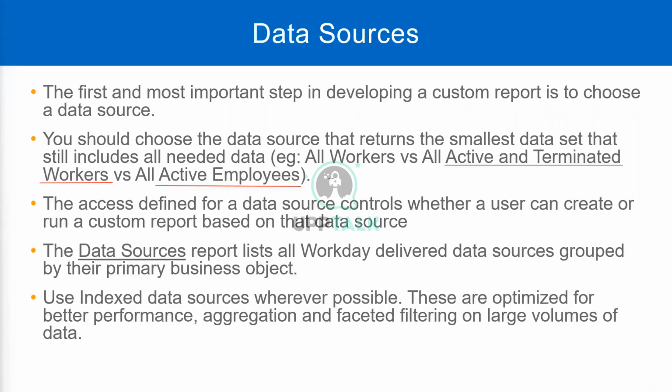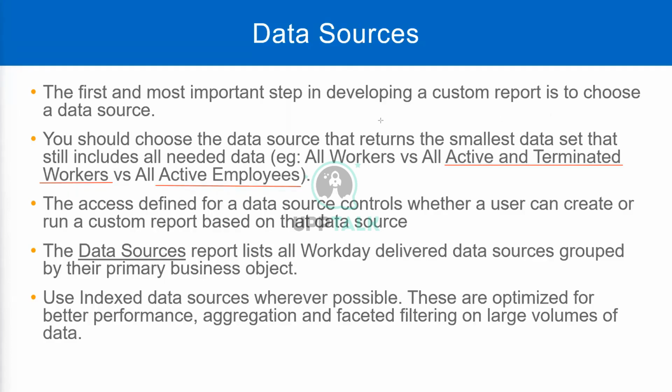Which one will return the highest number of data points? Or which one will have the highest number of workers? They will return the maximum number of workers: current workers, past or terminated workers, future-related workers, everything, and employees, contingent workers. So this will return the biggest population of workers.